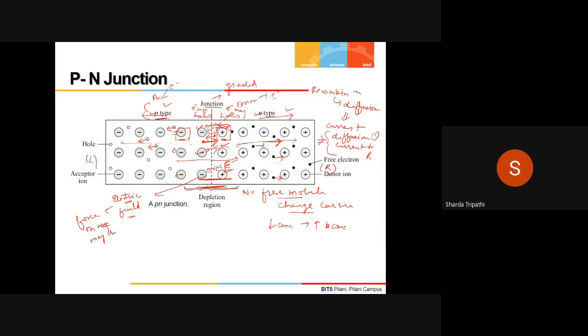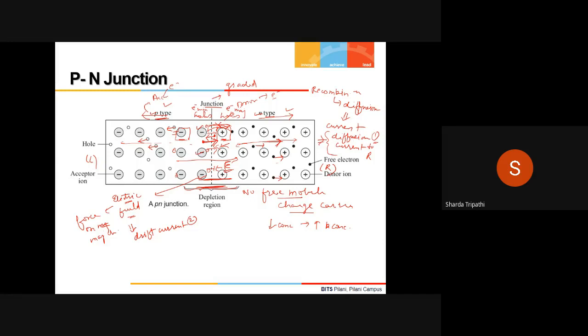current. So because of the electric field of these uncovered ions which are present in the depletion region, a force is exerted on the electrons and the holes, which causes them to drift towards the right for the electrons and drift towards the left for the holes. So this drift causes another type of current which we call the drift current. So in the PN junction, there are two types of currents. First current is the diffusion current and second current is the drift current.